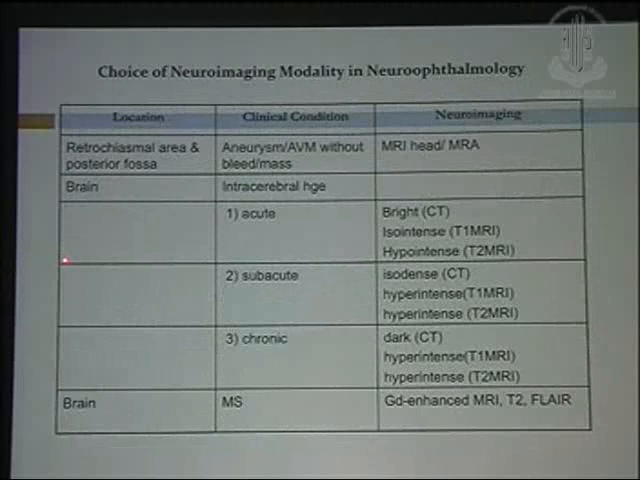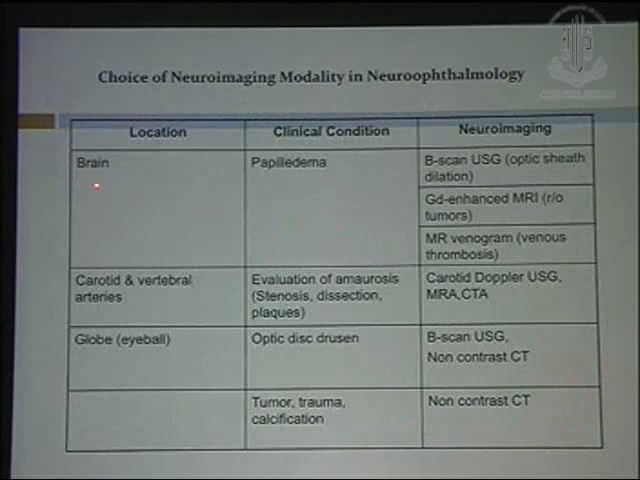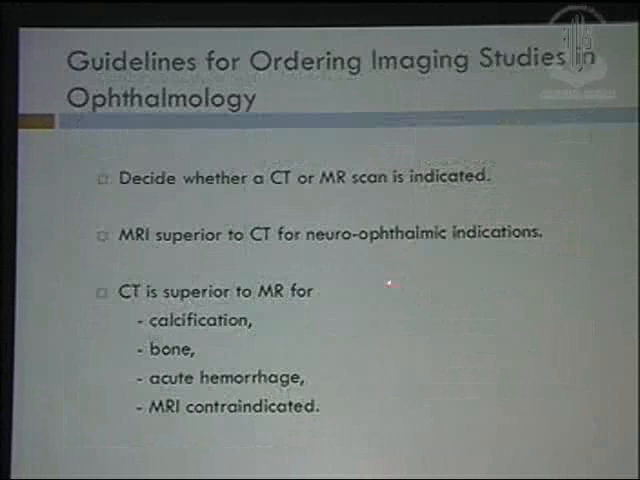And if it is an acute hemorrhage, I think you can go ahead with a plain CT scan where you can find a bright lesion. And if it is an aneurysm, you can go ahead with an MRA, and after that get a digital subtraction angiography. If it is multiple sclerosis, you should go with a FLAIR sequence. For papilledema, you can go ahead with a USG or a gadolinium enhanced MRI or an MR venogram. If you don't get findings in any of these, probably you can go ahead with an MR venogram to find out if there is a sinus thrombosis.